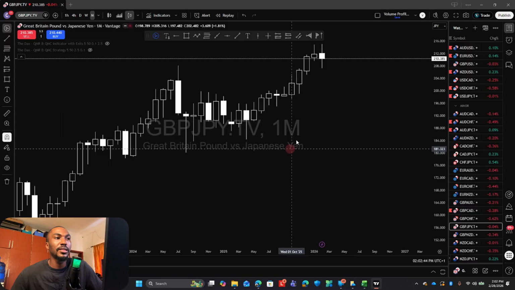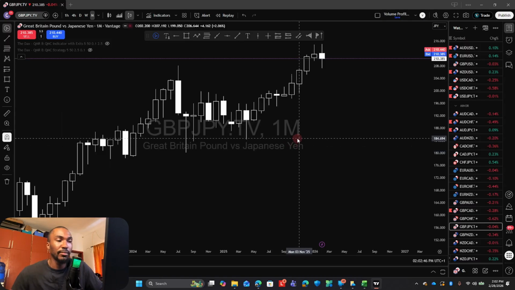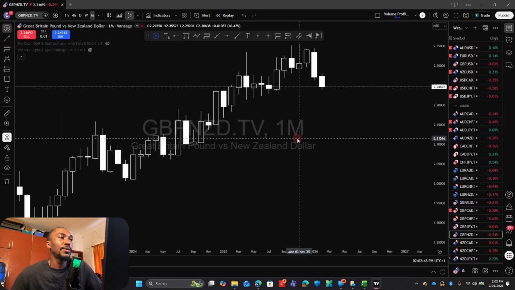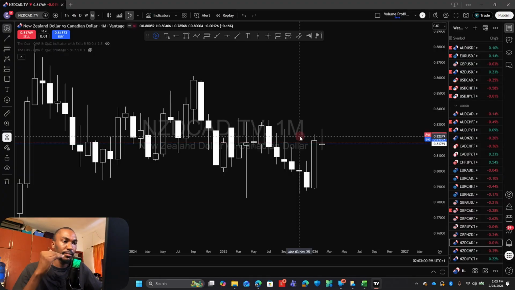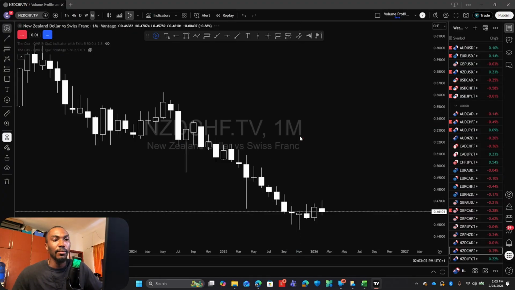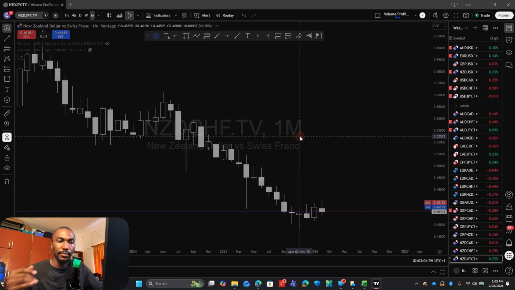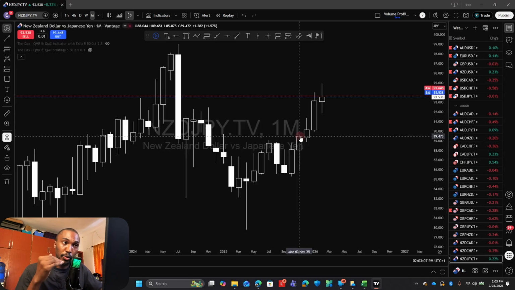The British pound against the Japanese yen, doji. The British pound against the New Zealand dollar, dipped for the New Zealand dollar. So what does this say? The British pound and the euro, they are not so strong against all the pairs as of recently. They've been losing strength. The New Zealand dollar against the CAD, flat line. But against the Swiss franc, there's also flat line. Against the Japanese yen, another doji.